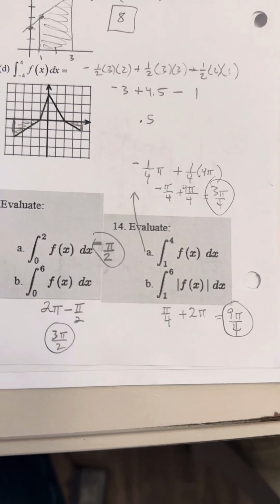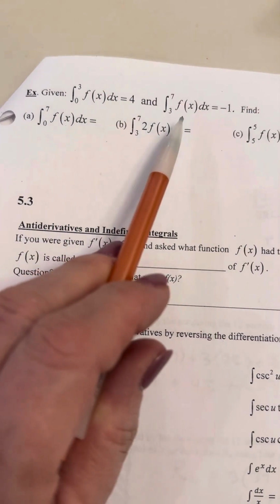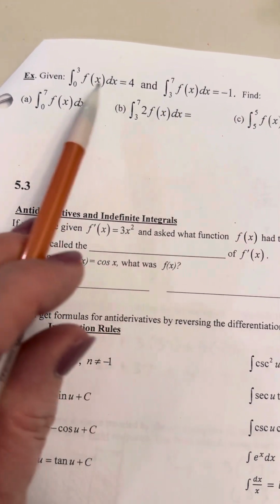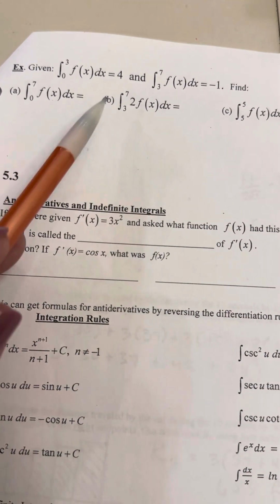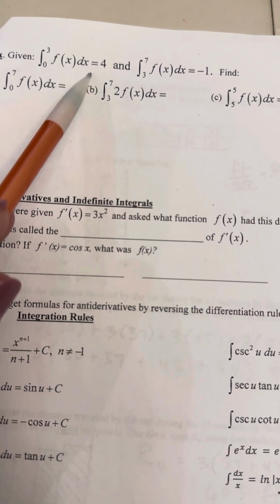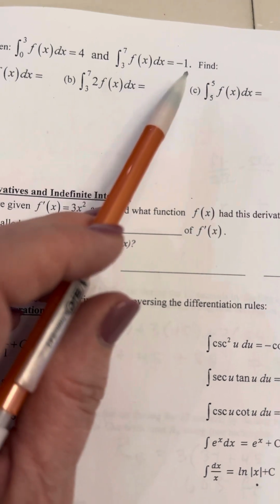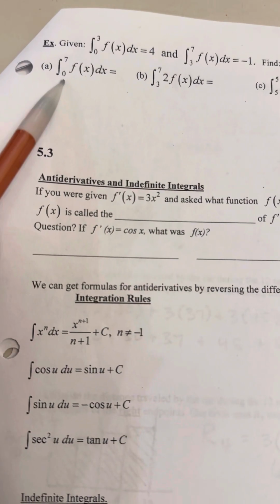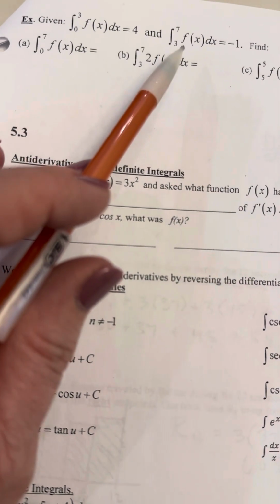Let's look at one more. Also be aware that you could run into something like this problem where you're given two different integrals and you want to actually find some different things. So if you notice that you're given from 0 to 3 of the same function f of x dx, and you're given from 3 to 7 of f of x dx, to get 0 to 7, you can just add these values, 4 plus negative 1.